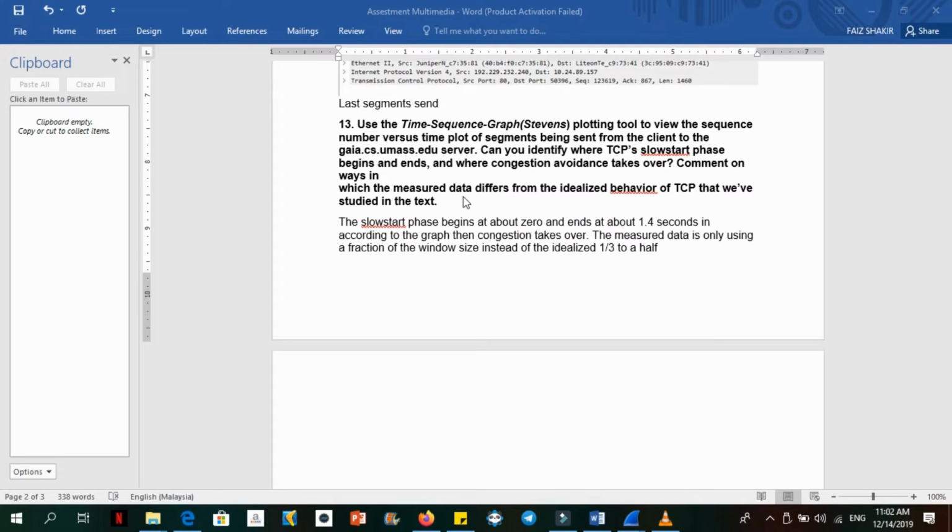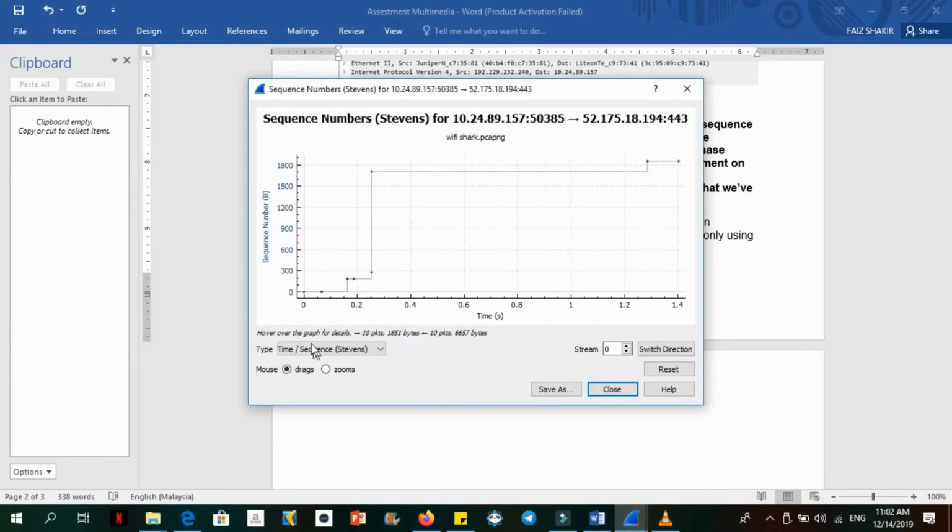For the last question, question number 13, it asked to use the time sequence graph (Stevens) to view the sequence number versus time, plotting all segments being sent from the client to the gaia.cs.umass.edu server. For this question 13, I have got the answer from the graph. The slow start phase begins at about 0 and ends at about 1.4 seconds according to the graph. We can see in this graph, it starts from 0 and ends at about 1.4 seconds, for line 26.